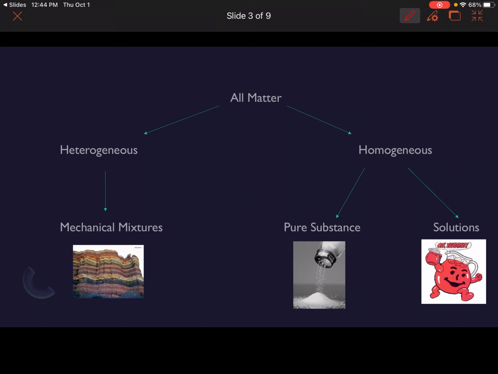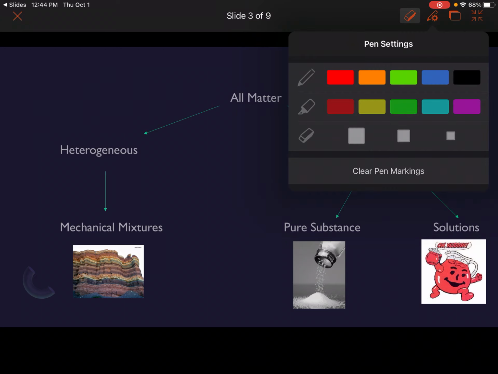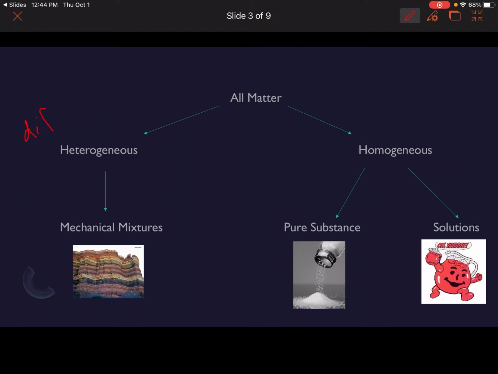Now, all matter can be divided into two subgroups here. So we have heterogeneous and homogeneous. So heterogeneous, you can see have different parts. You can write that in. Oh, I spelled that completely wrong. Hold on. There we go. Okay, so you can see different parts in something that's heterogeneous, whereas in homogeneous solutions, they are the same throughout, okay? So you can't see different parts.